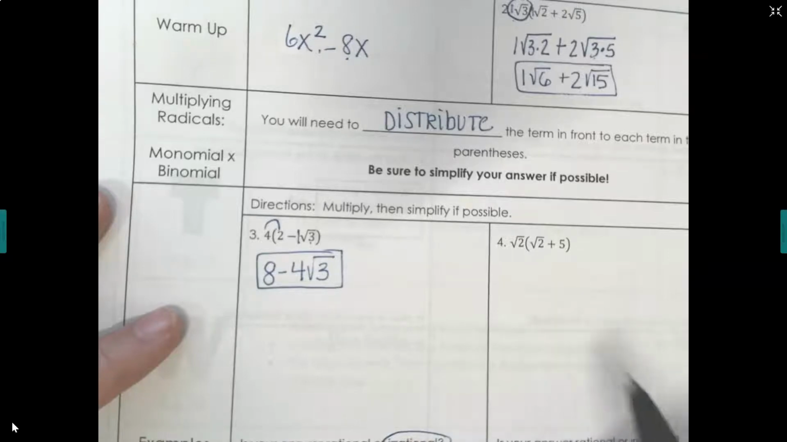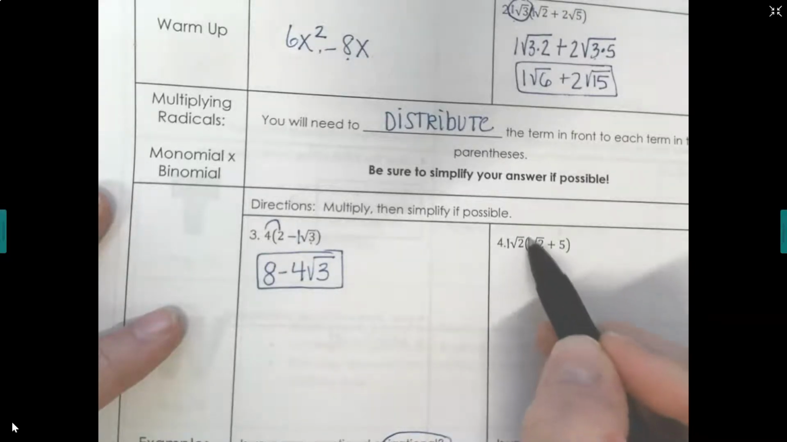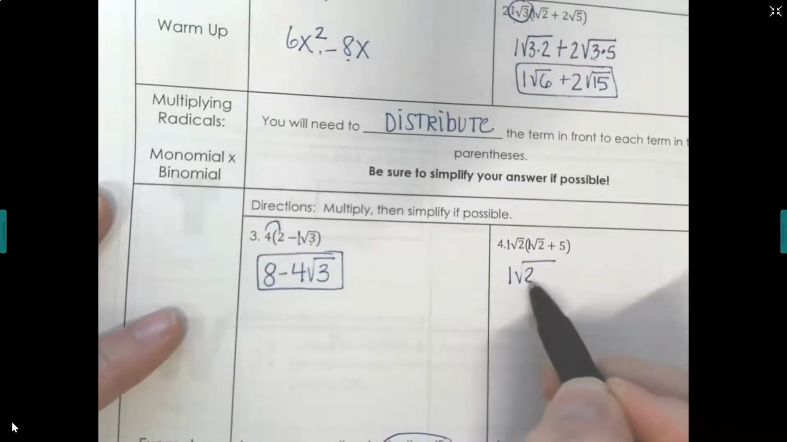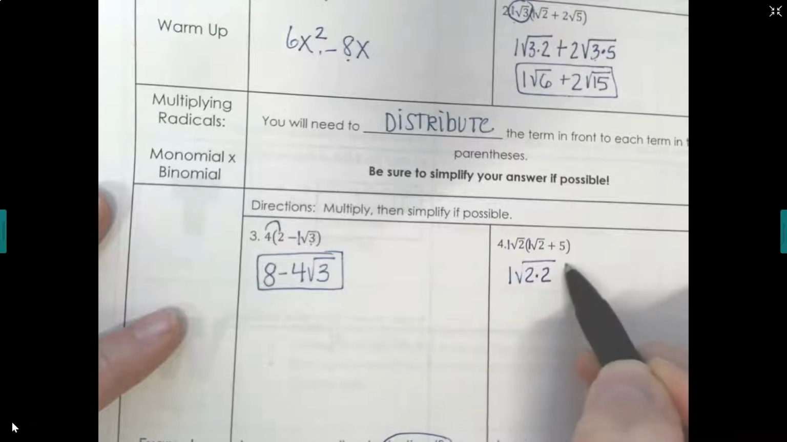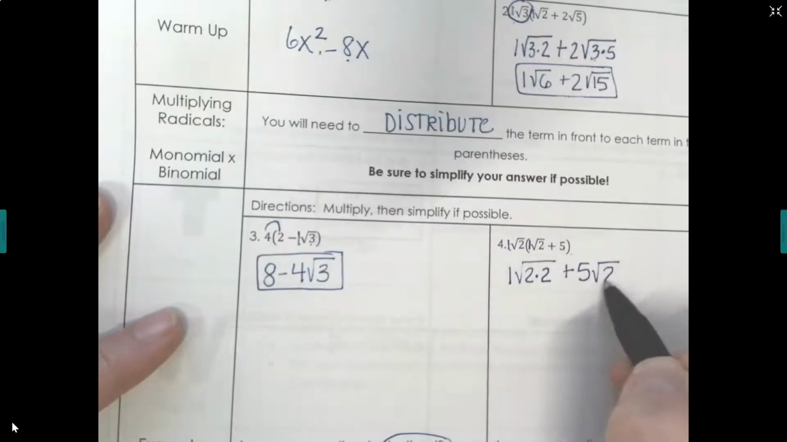We'll try it again. This one's a little more complicated. So I've got the square root. Remember, there's 1s in front of these. So 1 times 1 is 1, and then I'm going to have square root of 2 times 2. Then I have plus 1 times 5, 5, and the square root of 2 has nothing to multiply to, so it's just going to come along and stay unchanged.